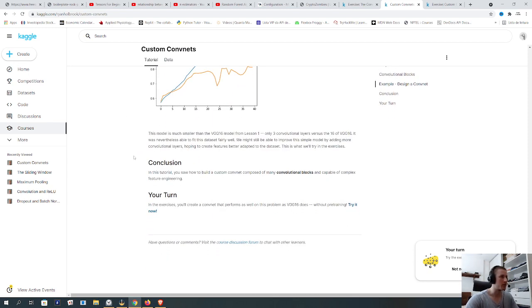This model is much smaller than the VGG16 model from lesson 1. Only 3 convolutional layers versus the 16 of VGG16. It was nevertheless able to fit this dataset fairly well. We might still be able to improve the simple model by adding more convolutional layers, hoping to create features better adapted to the dataset. This is what we'll try in the exercise.